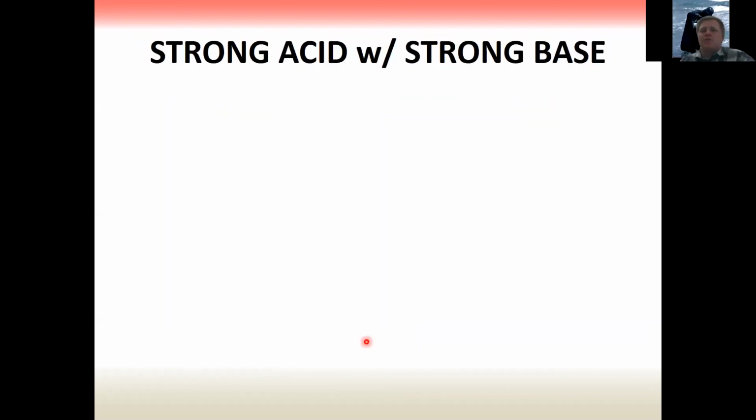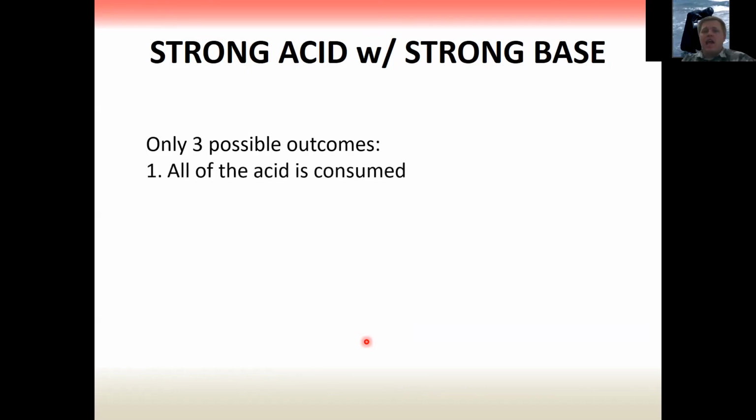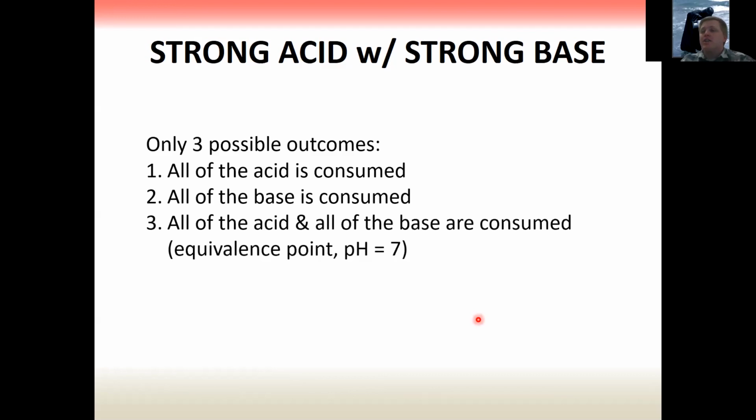Lastly, let's ask the question, what happens though if you try and titrate a strong acid with a strong base, or vice versa? Or in general, what happens when you mix a strong acid with a strong base? Well, there's only three possible outcomes here. Number one, all of the acid is used up, so we have a little bit of strong base left over. The second outcome is all of the base is used up, and we just have strong acid left over. And the third, which is actually really hard to get, is all of the acid and all of the base are used up and have neutralized each other.